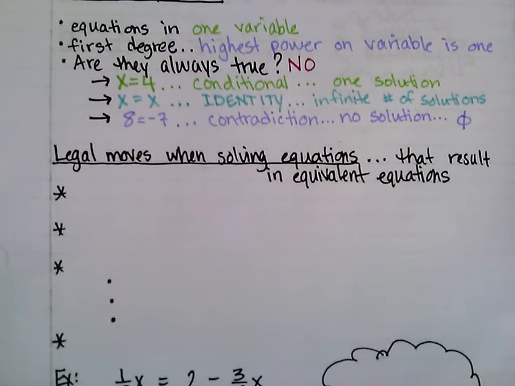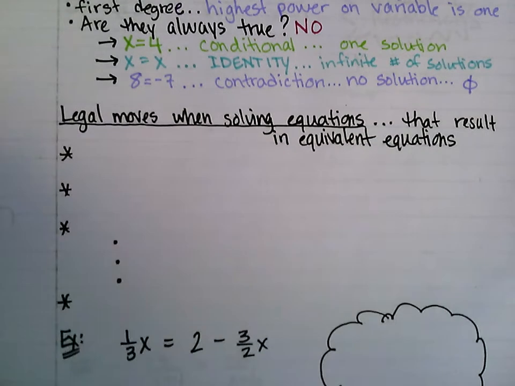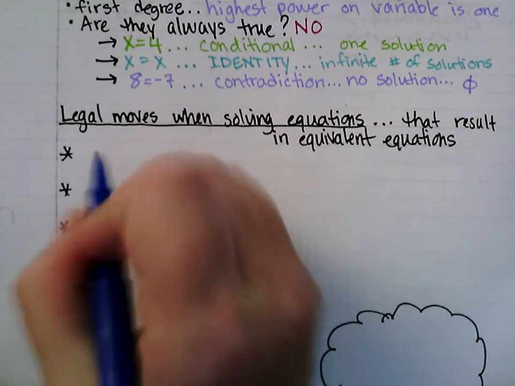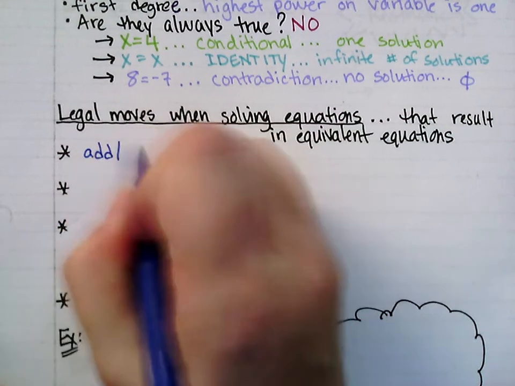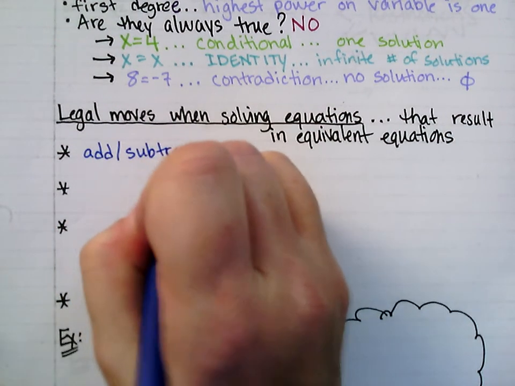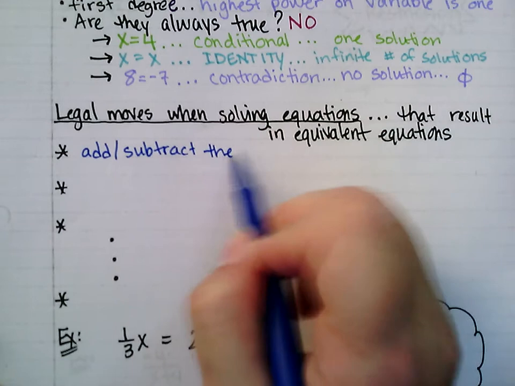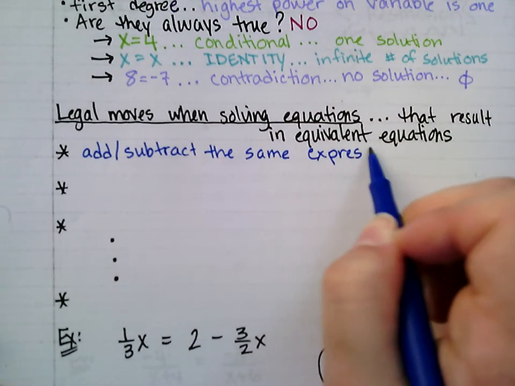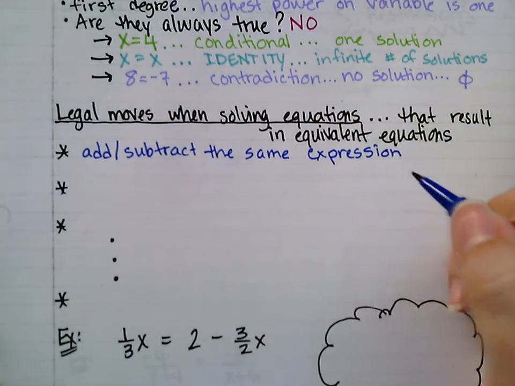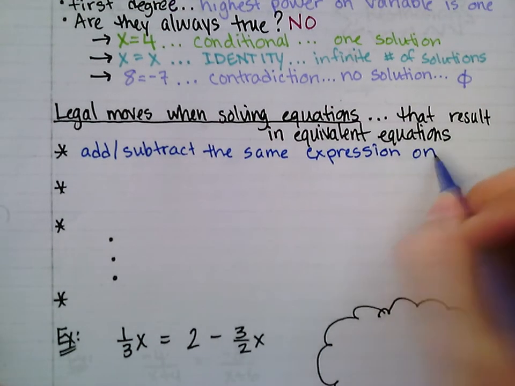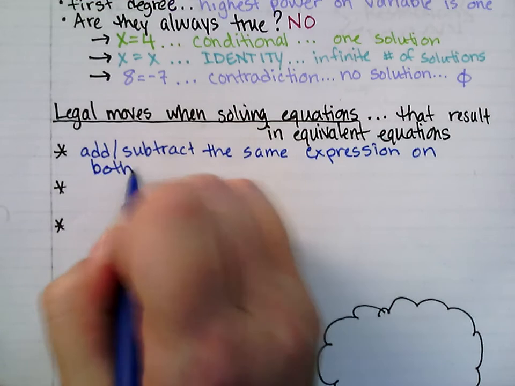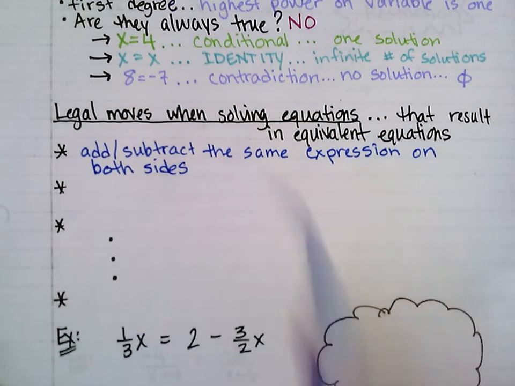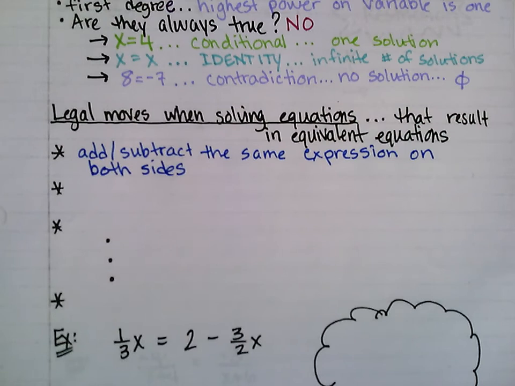When we are solving equations, just a few reminders of legal things that we can do. You can add or subtract the same thing to both sides of the equation. And that could be a number, it could be a variable. As long as we add and subtract the same thing on both sides of the equation, we are good to go. We can multiply and divide both sides of the equation by the same expression.